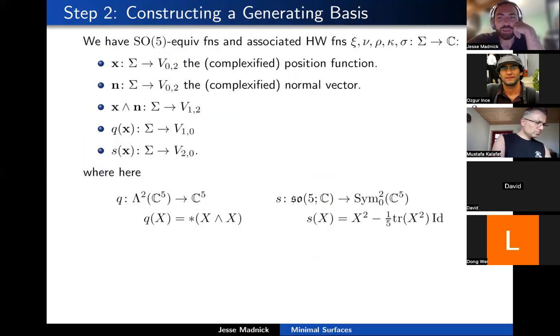So here are some equivariant functions that we found. One of them is the complexified position function, that's x. One of them is the complexified normal vector, that's n, right? So those really come from the geometry of the embedding. This is valued in V02, and this is also valued in V02. You can take their wedge product, that's valued in V12. And also you can take certain polynomials of x and n. We're going to take these polynomials, q and s of x. Q is this one, and s is this one.